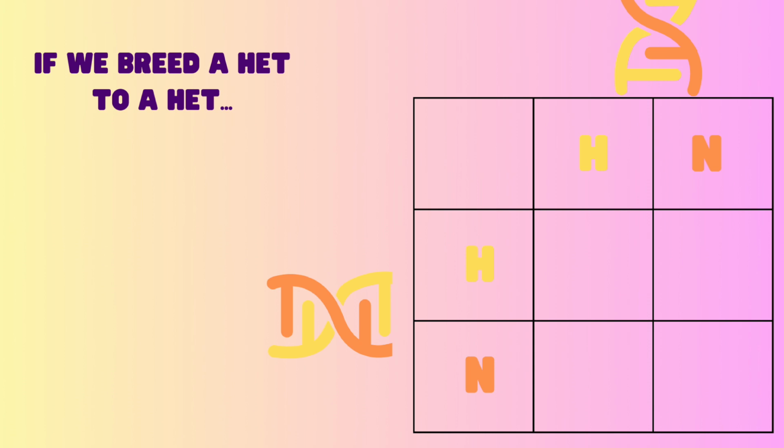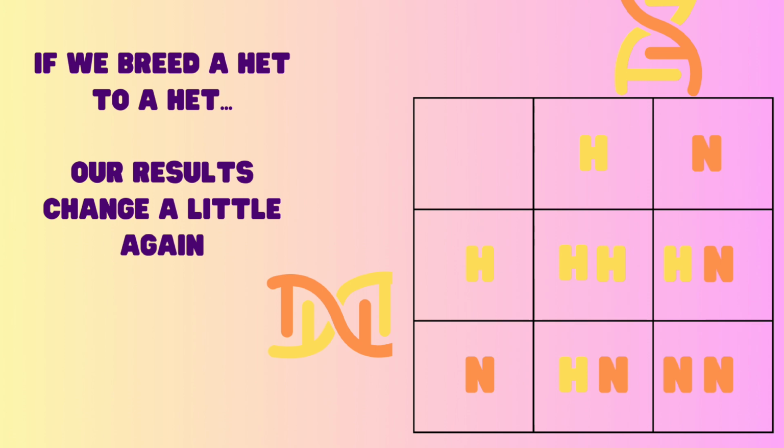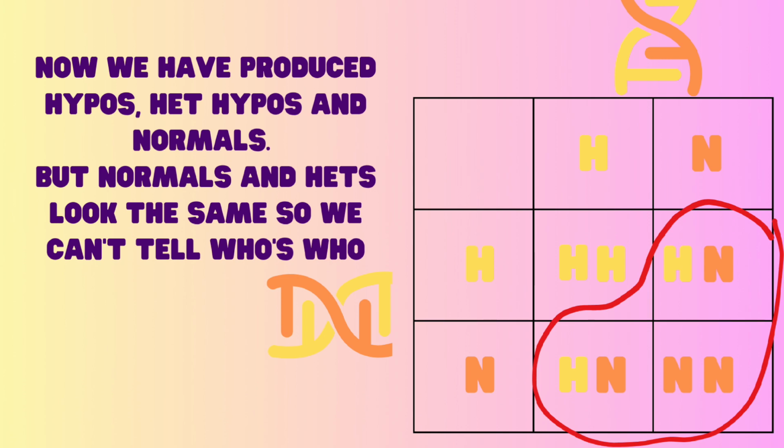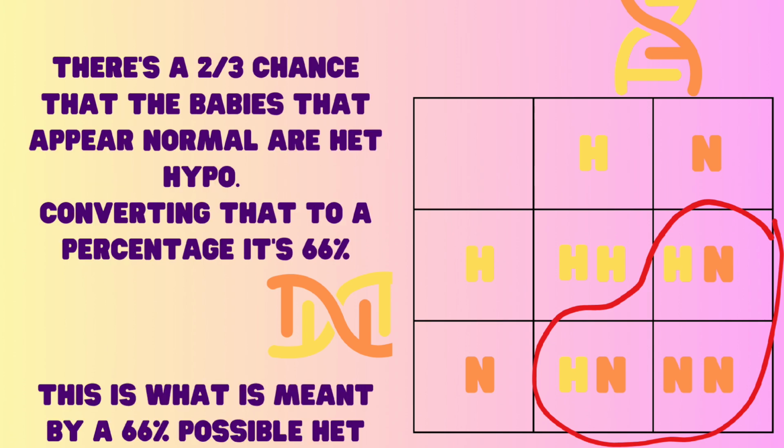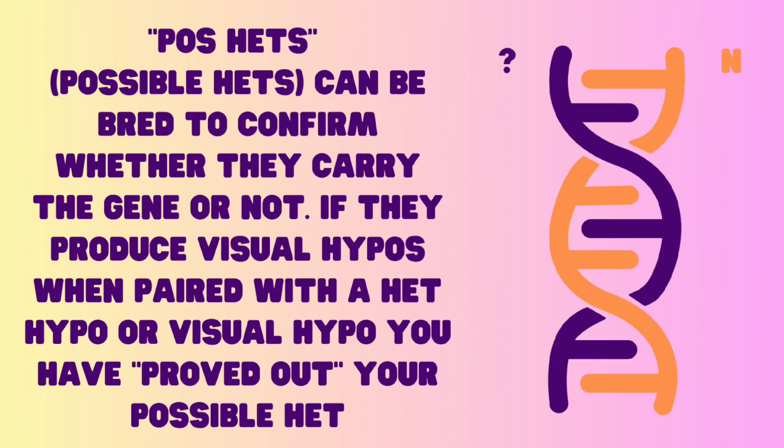About a 50-50 split. If we breed a het to a het, this is where things are going to slightly change. So if you have a close look at our results, now we have produced hypos, het hypos, and normals, but normals and hets look the same, remember, so we can't actually tell who's who. Now, because these babies all look the same, we can only say that there's a 2 in 3 chance that those babies that appear normal are het hypo. Converting that to a percentage, it's going to be a 66% chance, and that is what is meant by a 66% possible het.